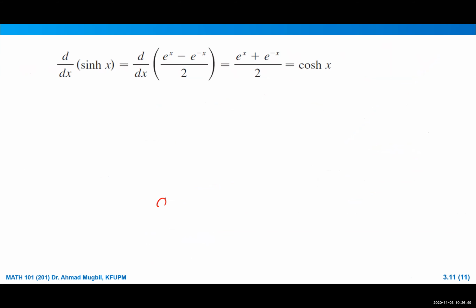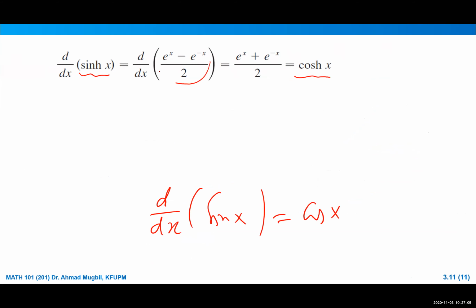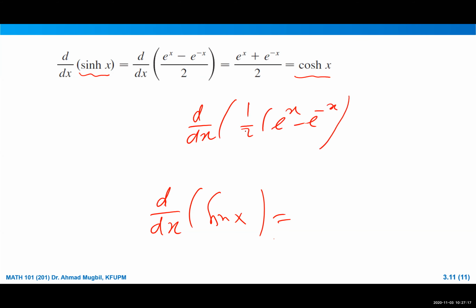This is another reason why they are related to sine and cosine. You remember, ya shabab, what is the derivative of sine x? It is cosine x. This is for the trigonometric functions. It is also found that the derivative of sinh is cosh. Why? Look, the derivative of sinh is the derivative of this function. How to differentiate it? 1 over 2 is a constant, so when you differentiate a half of e to the power x minus e to the power negative x, the half stays out. So now it is about the derivative of this function.